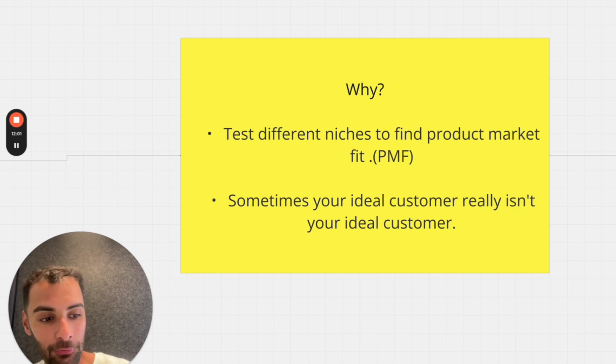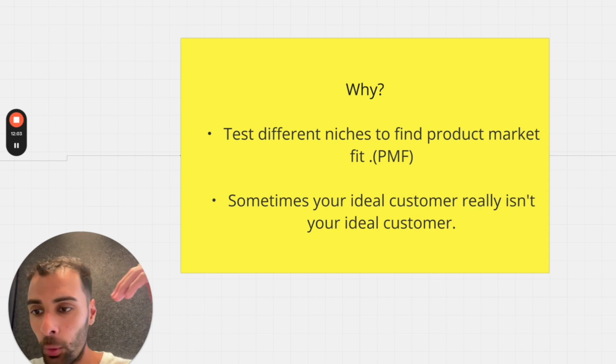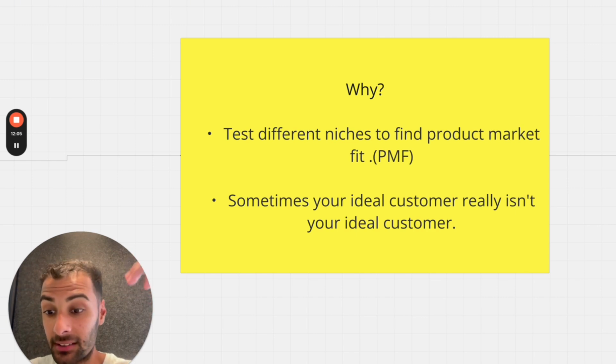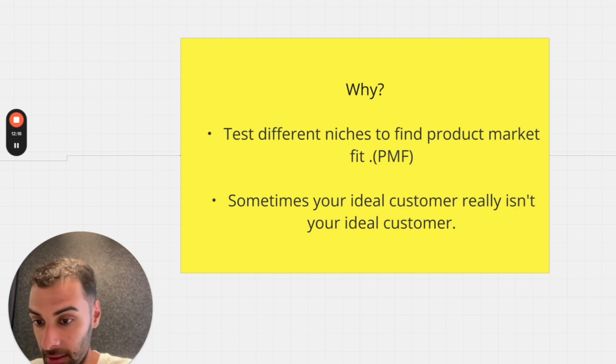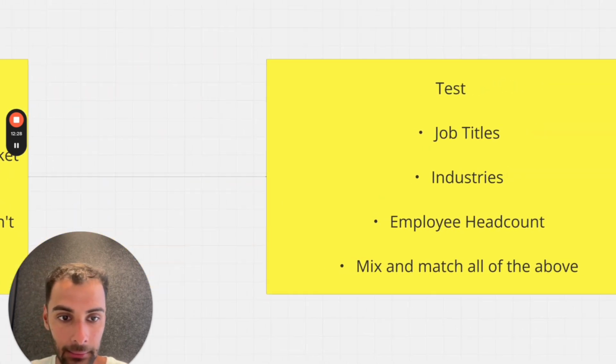So for all of you watching this, you probably have worked with a certain type of company before. You have favorites, right? You have somebody you really like working with. What you can do is, again, target the ICP, but you can find other ICPs that also need your help, that need your services, and target them as well. So test different niches, test different job titles, whatever it may be, right?